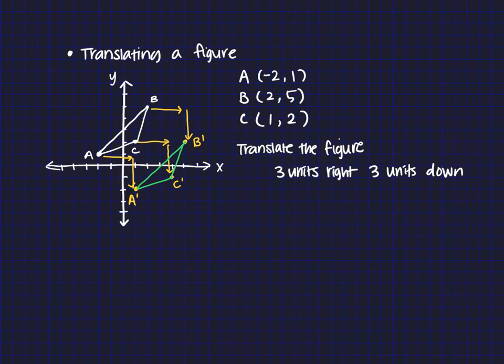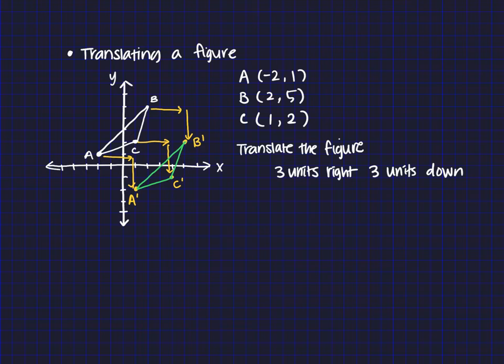As you can see, the first one, the original triangle, and the second one, they are identical in sizes. The only difference is from the first shape to the image, it just slid over to the right 3 units and down 3 units. And you can find out the image of it.